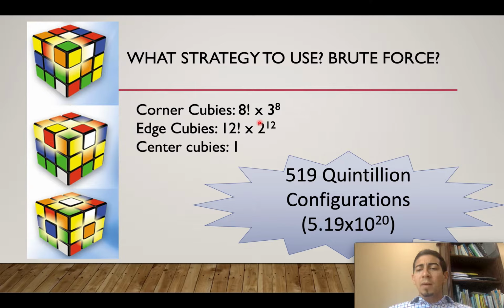So if you take that computation, it is 519 quintillion different ways that you can rearrange the Rubik's Cube. That's a lot. You cannot check that many on a computer. We don't have the computation power to do that. It's too many. So the brute force approach doesn't really work. We have to use some mathematics. And this is where modular arithmetic and some mathematical analysis comes into play.